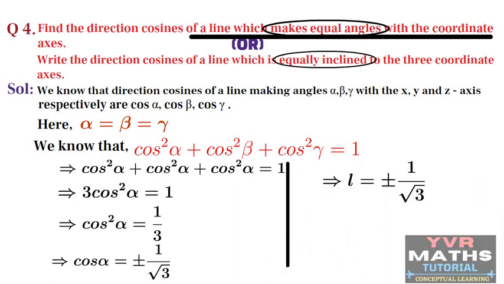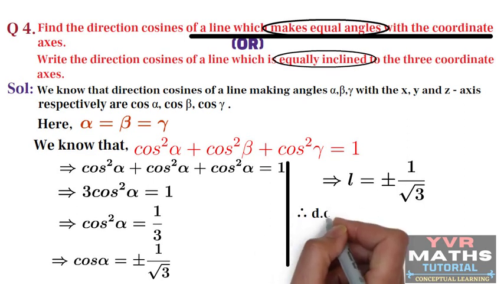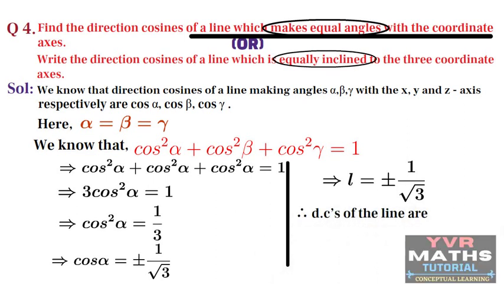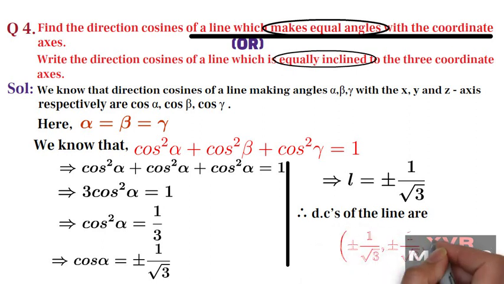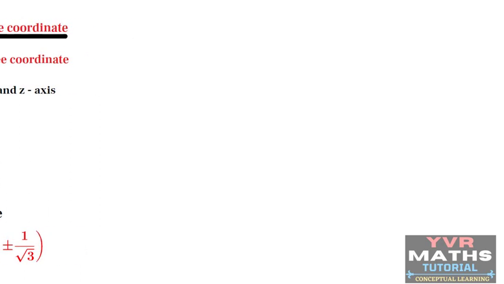According to the given question, the direction angles are the same. That means the direction cosines are also the same. That means the l value, m value and n value are the same. Therefore, the direction cosines of the line are plus or minus 1 by root 3, plus or minus 1 by root 3, plus or minus 1 by root 3. So this is a very important question, students, for your board exam or for your IIT exam.